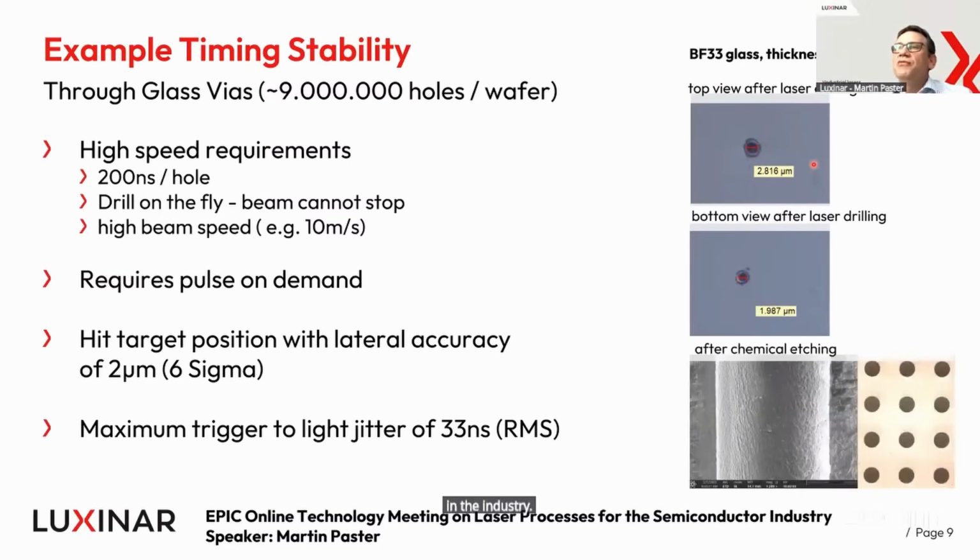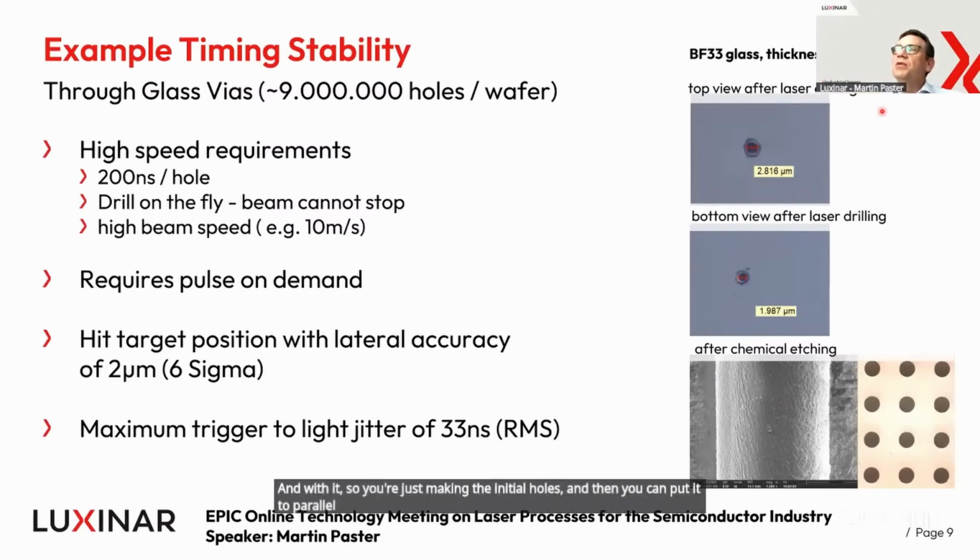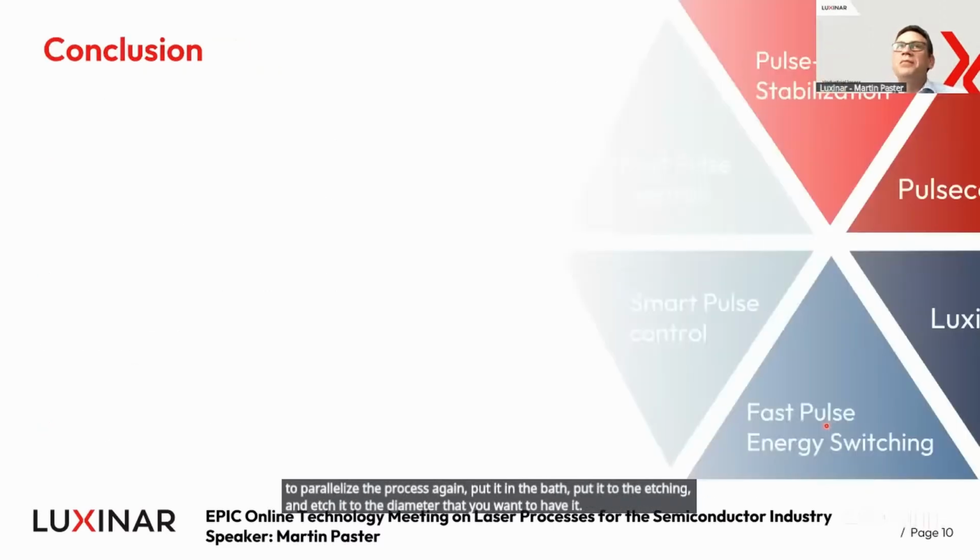The process is usually followed by some etching. You just make the initial holes, and then you can parallelize the process: put it in the bath, etch it to the diameter that you want to have. Yeah, those are my 2 examples.